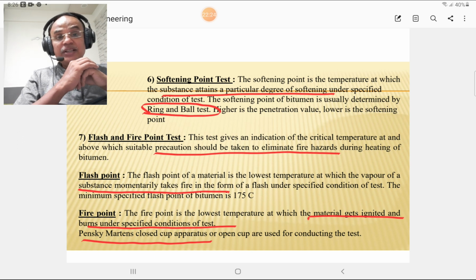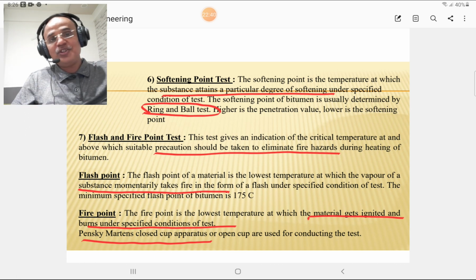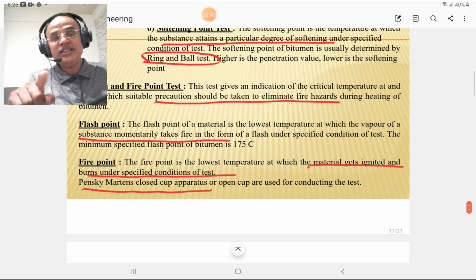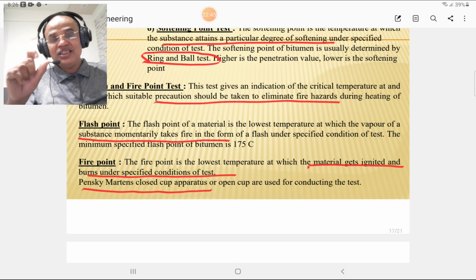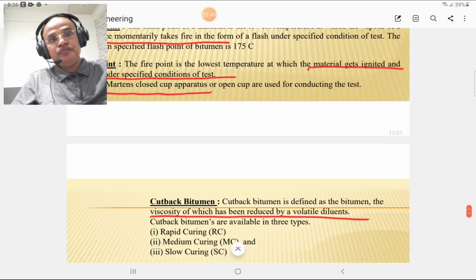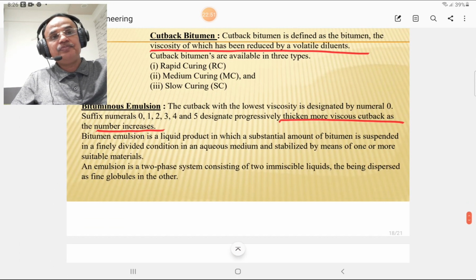And for fire point, which type of apparatus is used? The Pensky-Martens closed cup or open cup apparatus is used. Pensky-Martens, you must remember that. And the fire point is also the lowest temperature at which the material gets ignited and starts burning under specified conditions of the test. At the flash point, the vapor momentarily takes a flash, and at the fire point, it starts burning. That is very important.